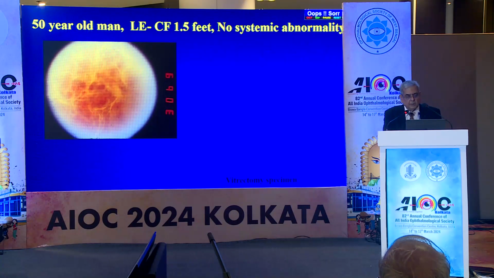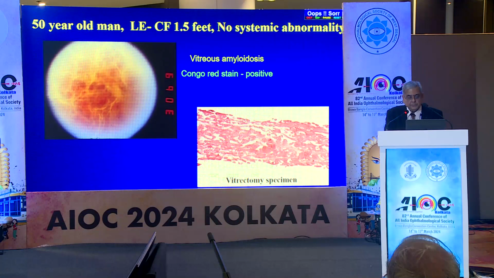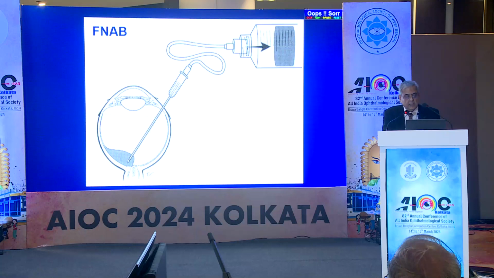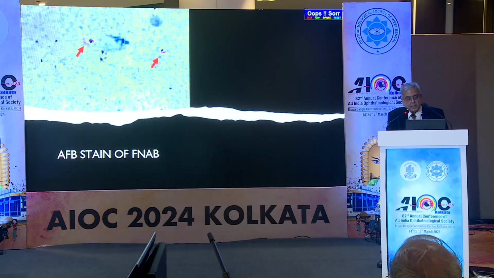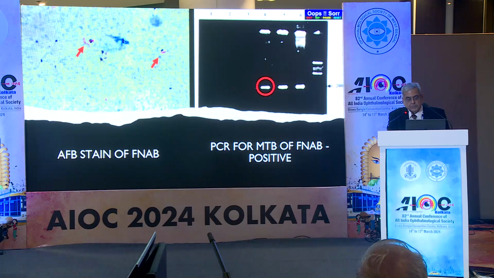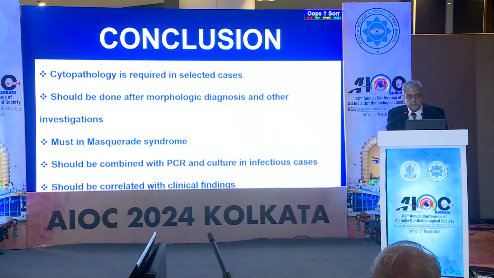This is a 50-year-old male who had a woolly strand of vitreous opacity. We did a vitrectomy, and the vitrectomy showed vitreous amyloidosis. Fine needle aspiration biopsy: this is a 14-year-old girl with sudden dimness of vision for 1 week, and we did a fine needle aspiration biopsy. Few AFB were seen, but PCR for MPB on the FNAB was positive. And what happened to the patient? Dramatic improvement with ATT treatment, complete resolution of inflammation.